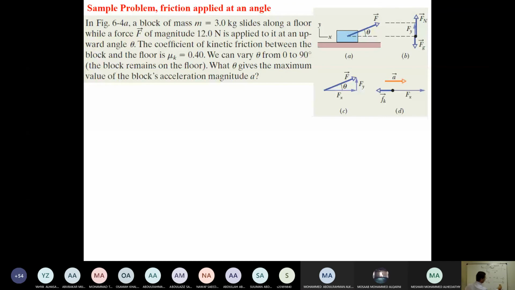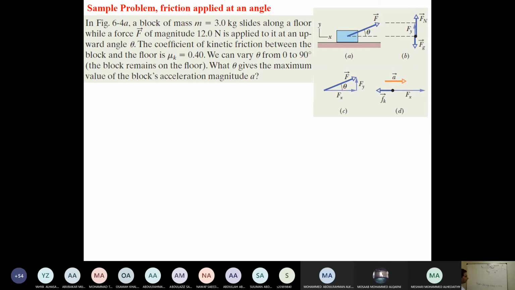So this equation I can eliminate and we'll write the equation here. It will be F cosine theta minus mu k Fn, and for the Fn I'm putting mg minus F sine theta, is equal to ma. This is the equation I wrote. Okay, this is what I have. This is the final product.